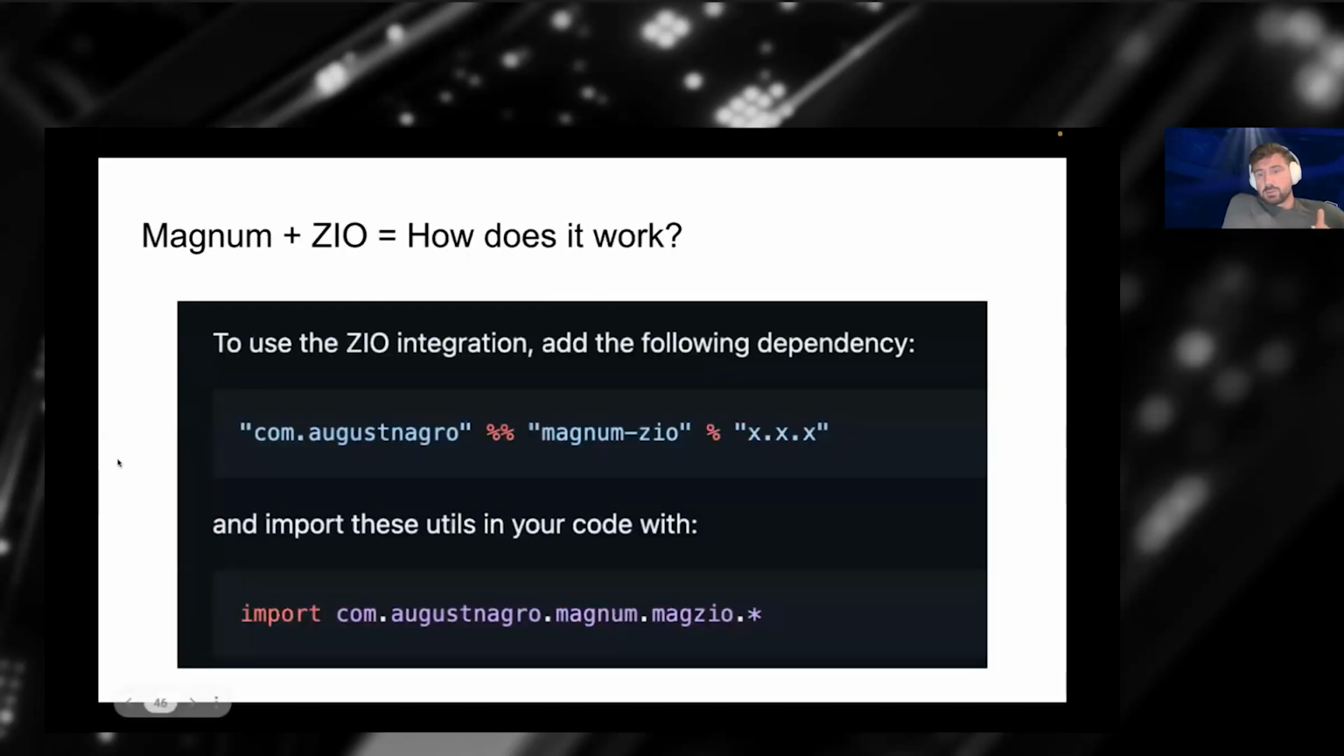So here is how it works. The first step to integrate Magnum in a ZIO project is to add the Magnum ZIO dependency in your project, and then to add the Magnum ZIO module import in your code. And the second step is simple.